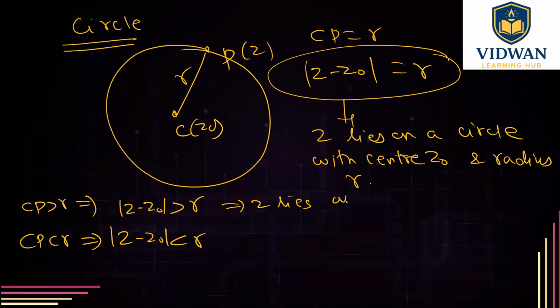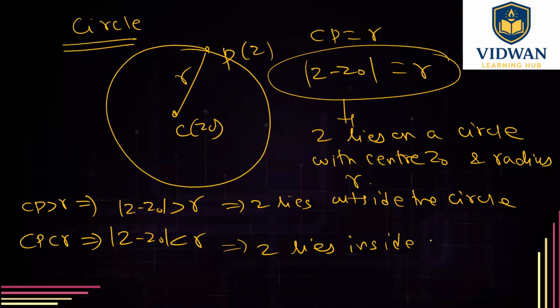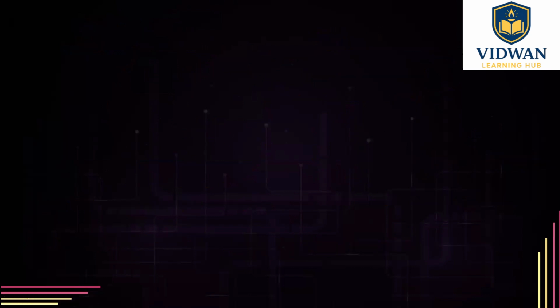So Z lies outside the circle. And here Z lies inside the circle. Which circle? The circle with center Z0 and radius R. That is already specified there. Same thing you can write here. And in case Z0 is the origin, you can take it as a special case also.